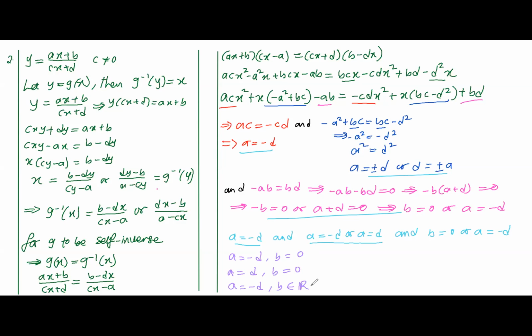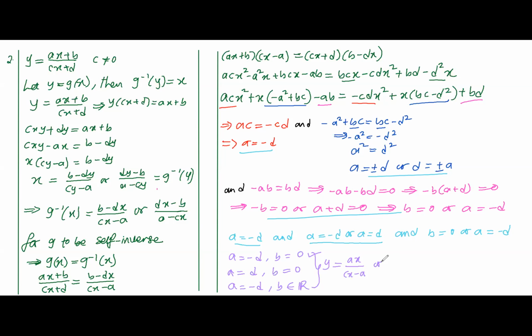So the 3 options we have: the first one, when A is negative D, we're going to have AX and B is equal to 0. That's for the first one, all right? So y equals, for the first option here, I have ax, b is 0, so I'm not considering that. Nothing is said about c, and d is just negative a. So this will be ax over cx minus a.